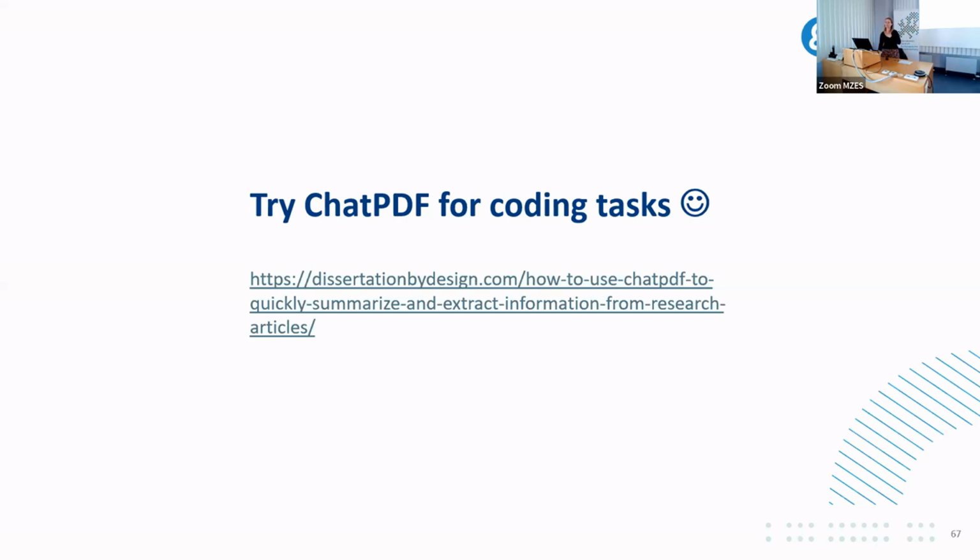Then we tried to use ChatPDF for coding tasks. You can upload some papers, and then you can ask ChatPDF, for instance, what the sample size in this study was, and what survey modes they used, or something like this. It worked quite well for some papers. For other papers, it did not. But you could try it out.